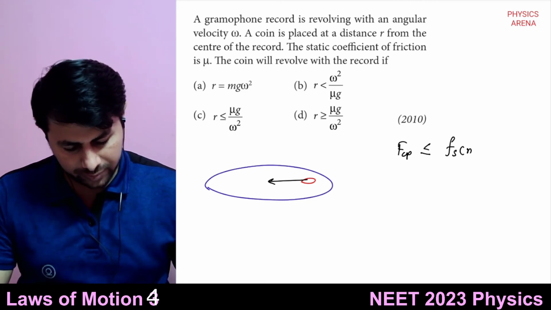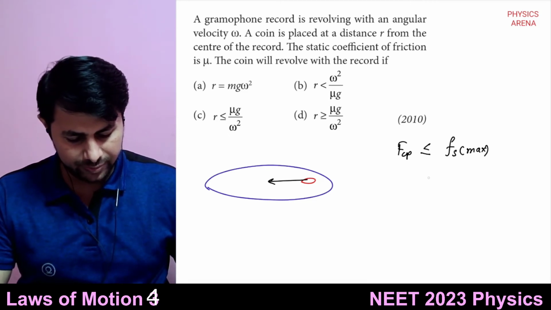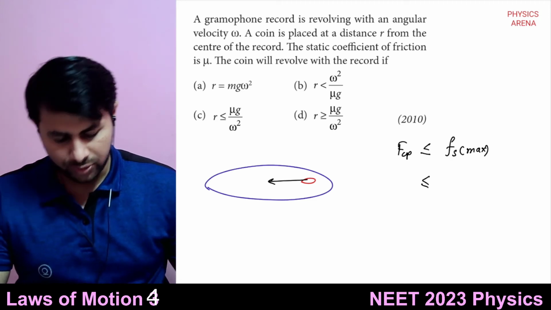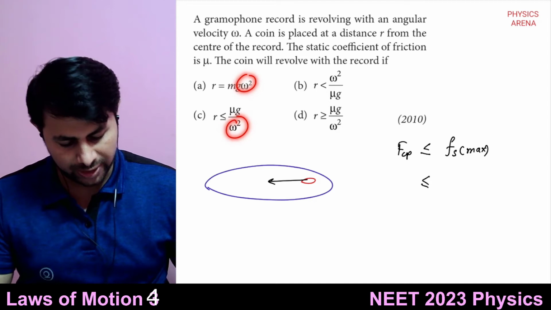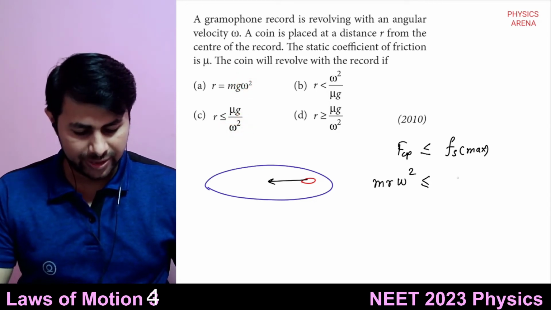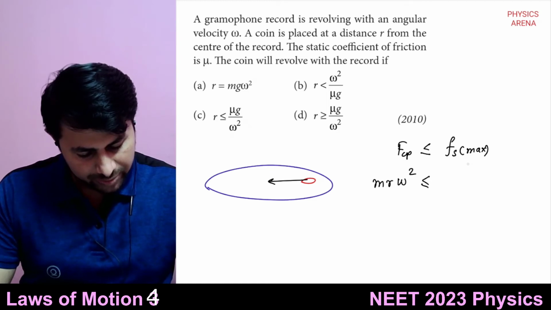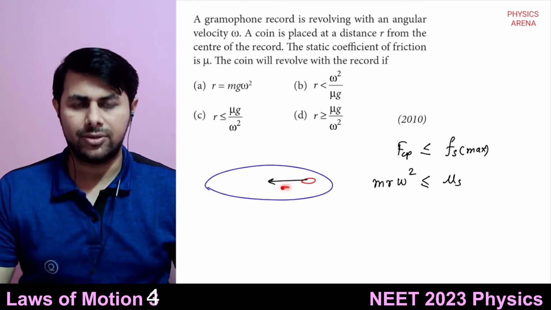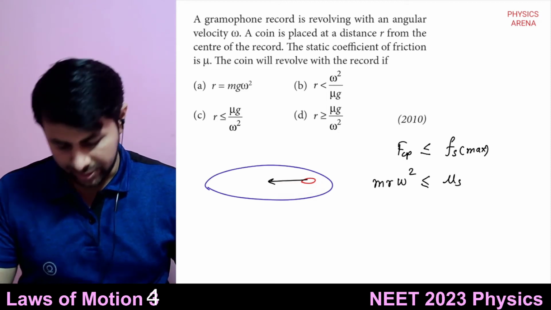Okay, so what is FCP? Now answers are given in terms of omega, so we will use the formula in terms of omega. So m r omega square, and what is Fs max? It is mu s multiplied by normal reaction, and because this is a horizontal surface, normal reaction is equal to mg.